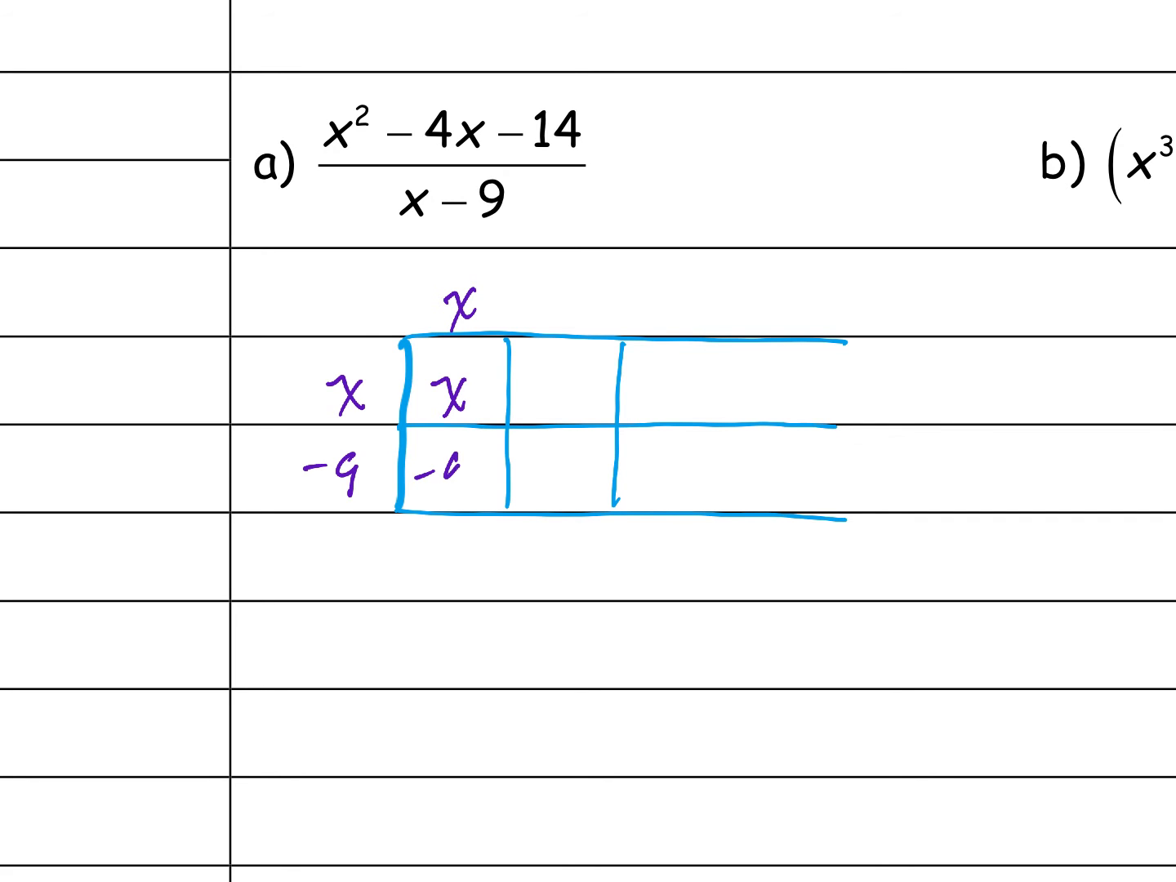X and negative 9x, and that would be 5x plus 5, negative 45, and 31. There we go. So there's the answer for number A. Did you get that, Leslie?